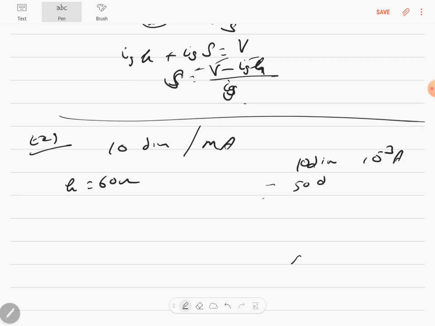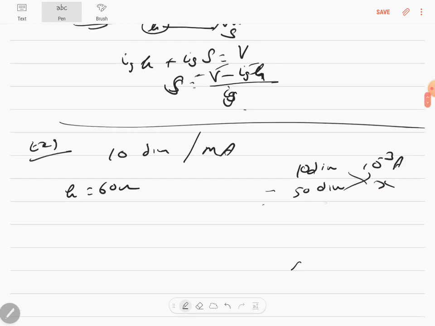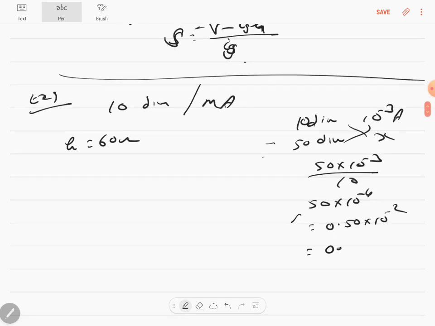For 50 divisions, what is the value of current? It will be 50 into 10 to the power minus 3 by 10, which is 50 into 10 to the power minus 4, which we know is 0.50 into 10 to the power minus 2, or 0.005 amps. So this is the current which has to be taken as Ig. Okay, so then the question is what maximum current can this galvanometer read? So they are asking for maximum current.